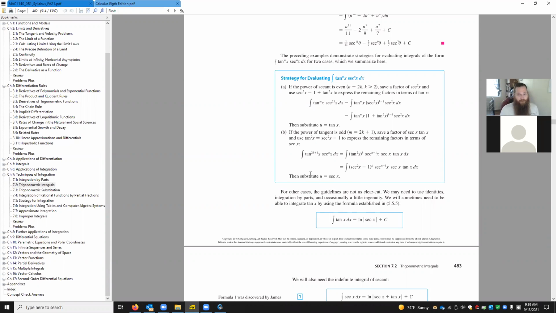And if neither of those are true, if the power of tangent is not odd and the power of secant is not even, that means the power of secant is odd and the power of tangent is even, then you're kind of out of luck. Then you need to use integration by parts, generally looping integration by parts.